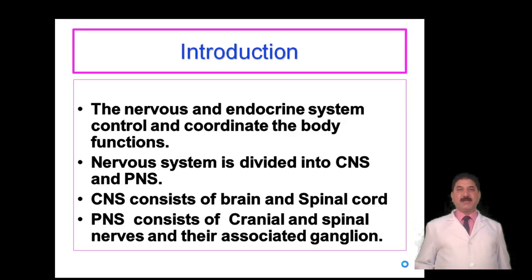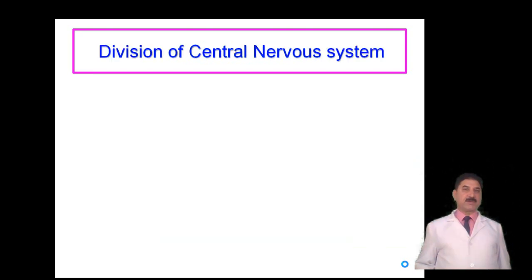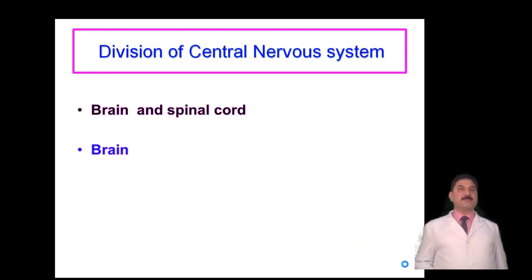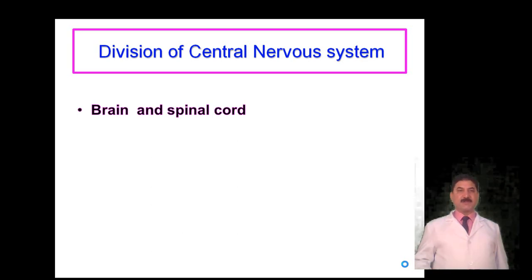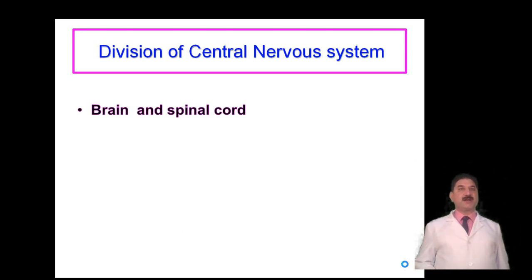The nervous system and endocrine system control and coordinate the body functions. Nervous system is divided into central and peripheral nervous system. Central nervous system consists of brain and spinal cord, whereas peripheral nervous system consists of cranial and spinal nerves and their associated ganglia. Divisions of central nervous system. Central nervous system consists of brain and spinal cord.